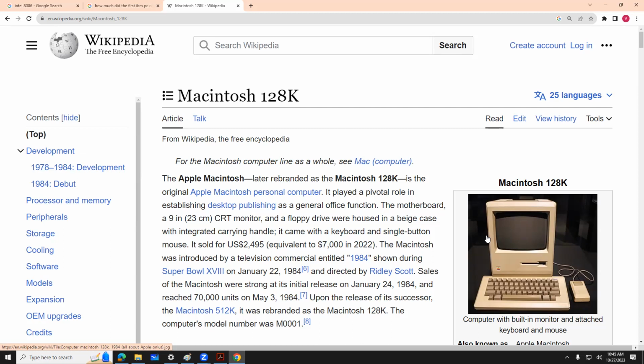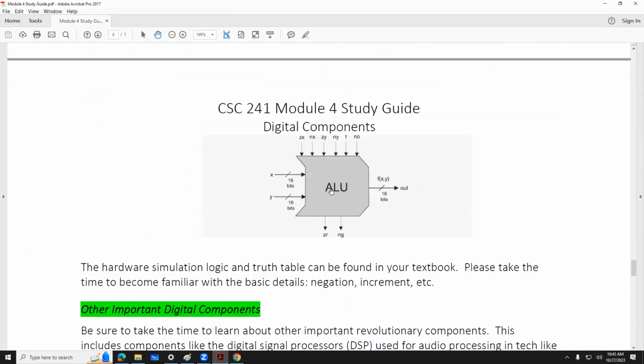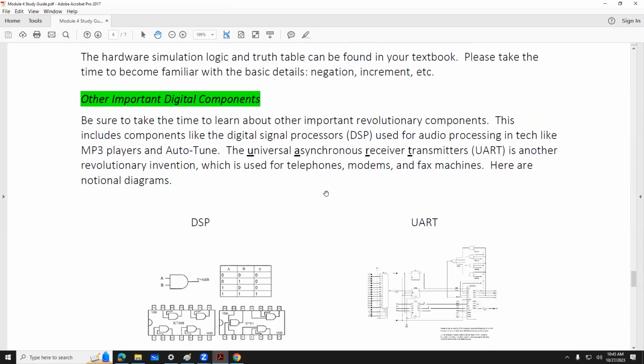IBM wasn't the first to do this. Apple was. As soon as Apple did, IBM and Microsoft got sued because Apple said they stole their idea. Does anyone know what happened next after Apple won the lawsuit? They got sued.